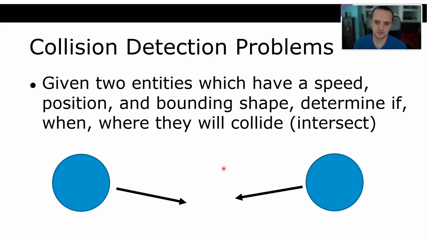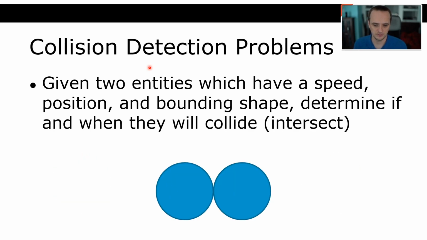So there's different types of collision detection problems. One of them might be this case. So given two entities which have a speed, a position, and a bounding shape, determine if, when, or where they will intersect. Okay, so that's one problem. We want to determine if they'll intersect. We might want to determine when they will intersect. And we may want to determine where they will collide, right? So these are all different problems. So for example, we may want to determine okay, maybe they'll collide here. Or maybe we just want to determine whether or not they're already colliding or something like that.